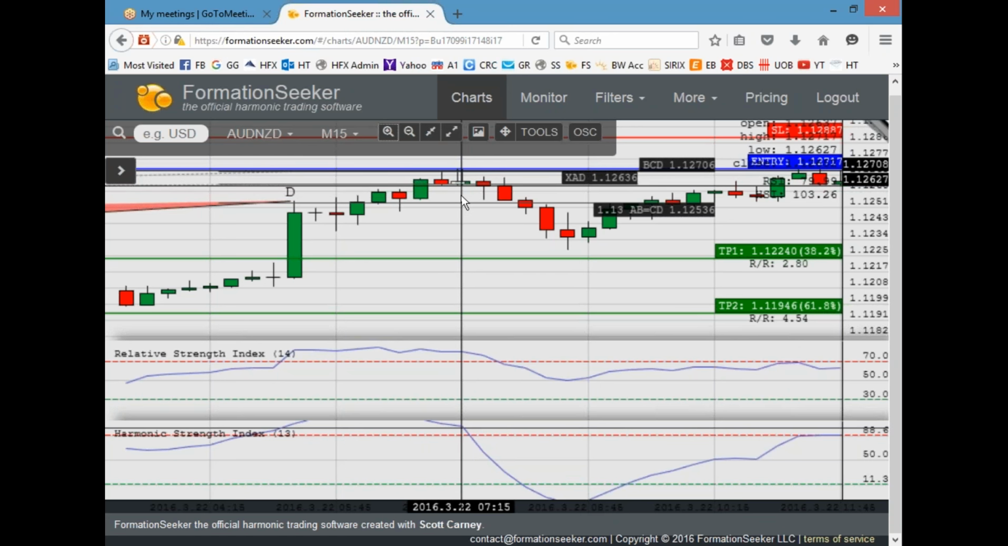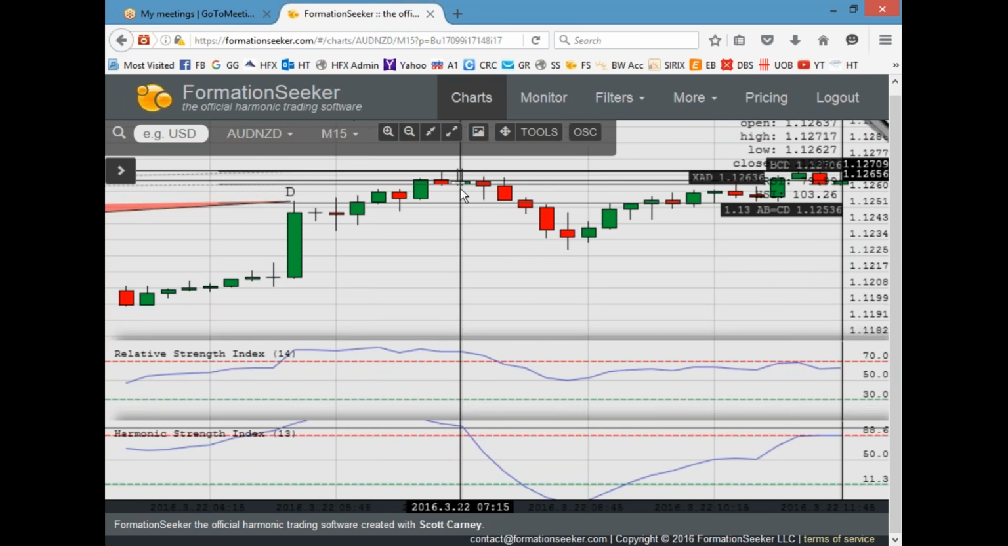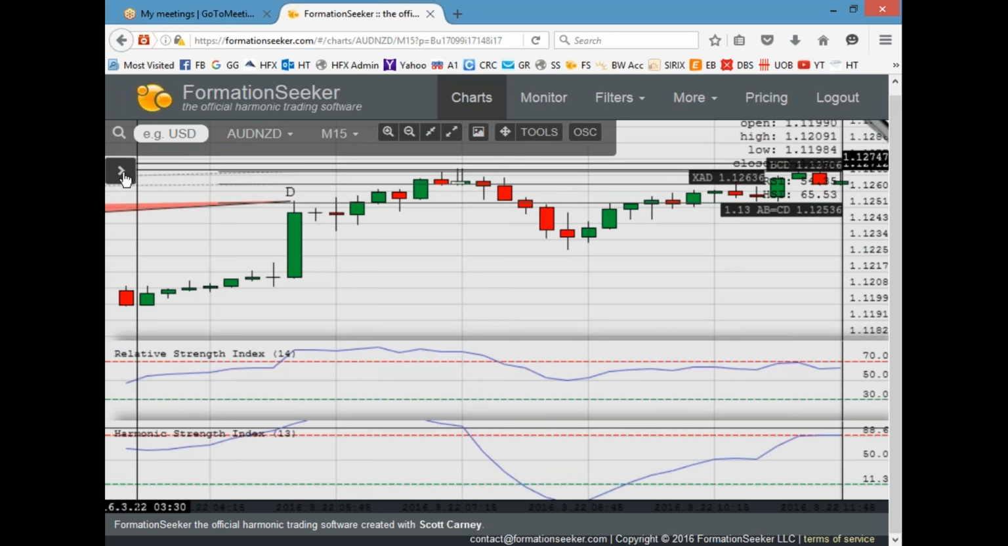So I'm interested. I'm going to turn off levels again. How much is my HSI? 103. Now remember, we are trying to short. The next one, wow, 63 already. What do we do? Cry? No, we trade, we jump. Straight away jump in.